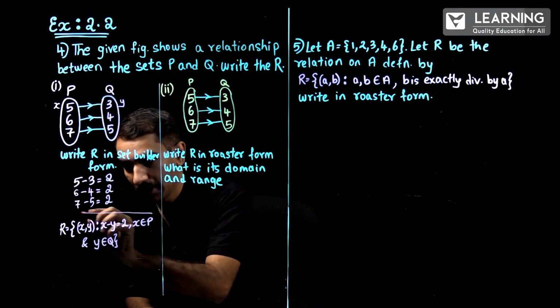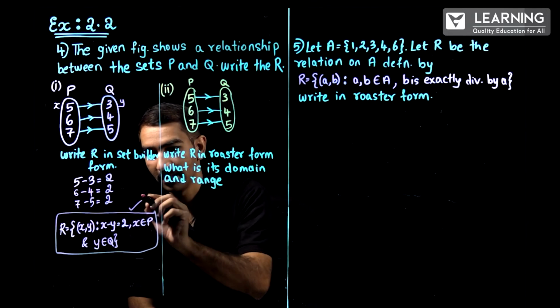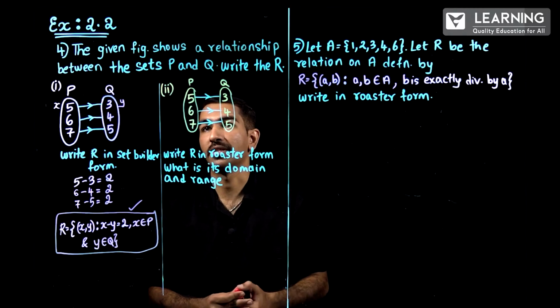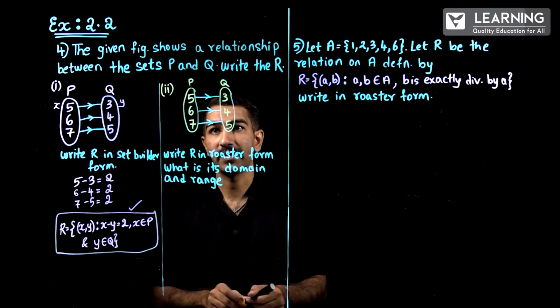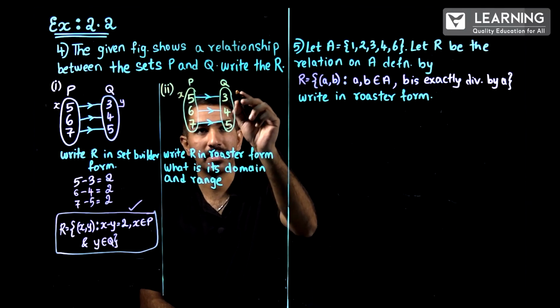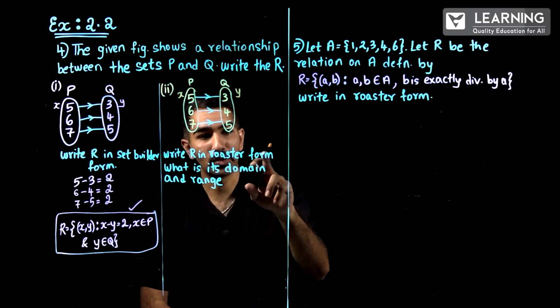So this will be your answer, and we have defined the relation in set builder form. Understood? Okay, moving on to the next sub question, number 2. So here we have again set P and set Q. Let us call all these elements small x and all these elements small y. Okay, now read the question. Write R in the roster form.